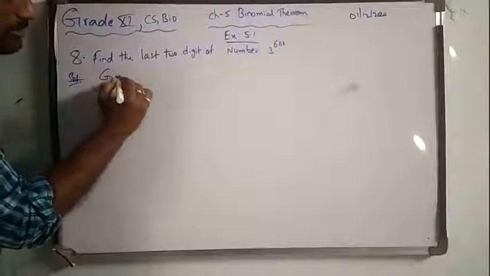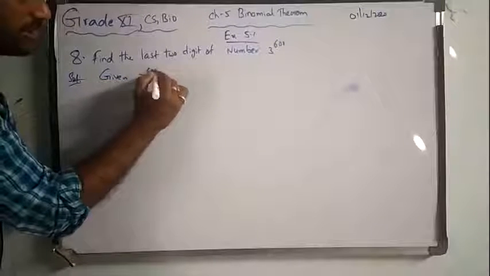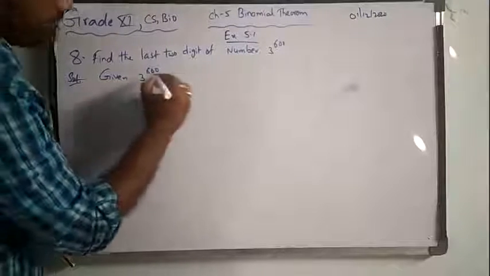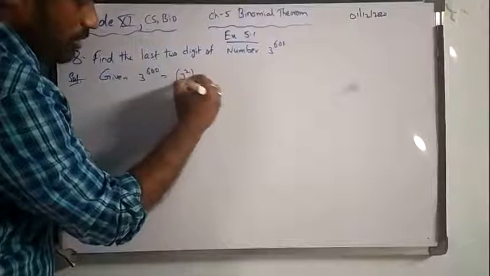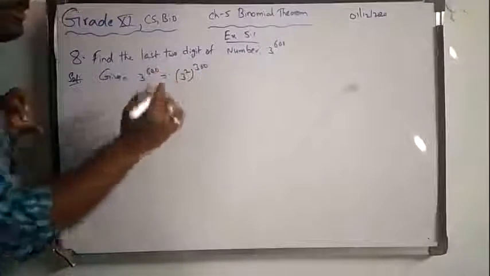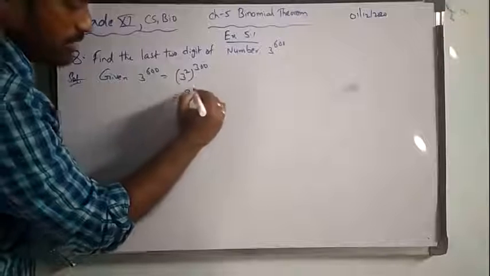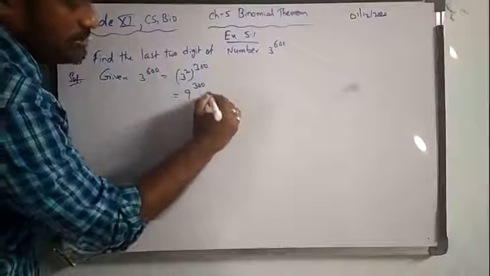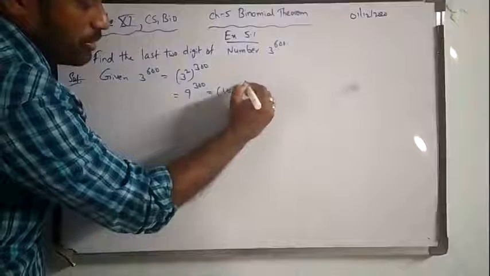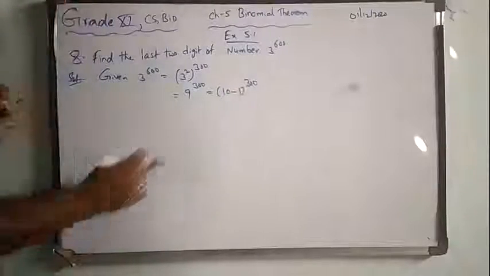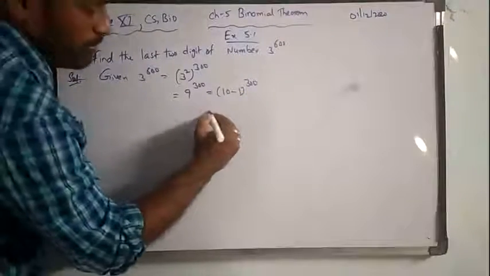Given 3 to the power of 600, this can be written as (3 square) whole to the power of 300. 2 into 300 will be 600. So it will be 9 to the power of 300, which can be written as (10 minus 1) whole to the power of 300. Now it is a binomial expansion. We can use the formula.